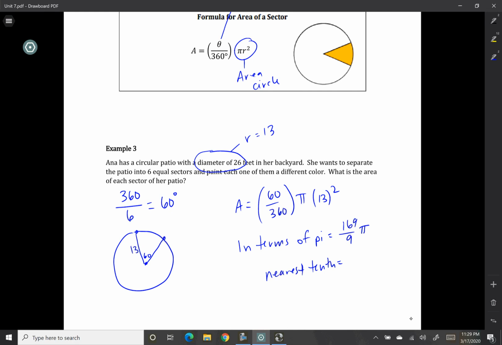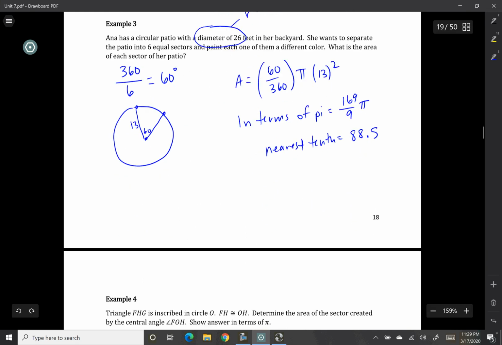Now, if I type all that in again, but this time actually include pi in your calculator, or just hit times pi since it's already in there, you're going to see an area of 88.5. All right.